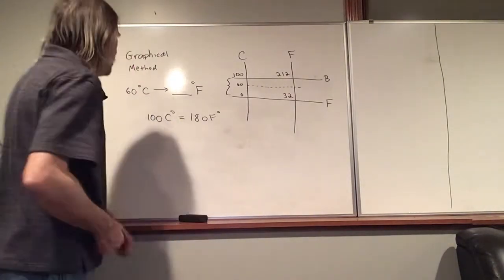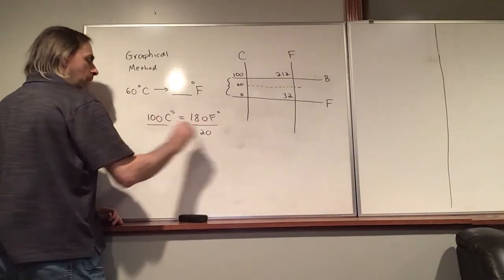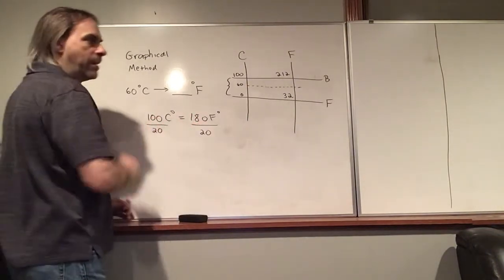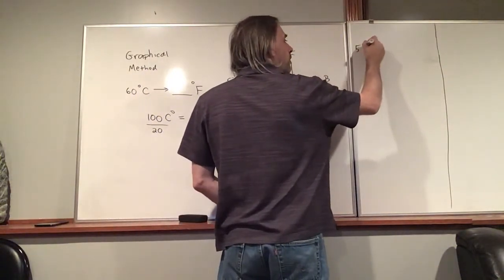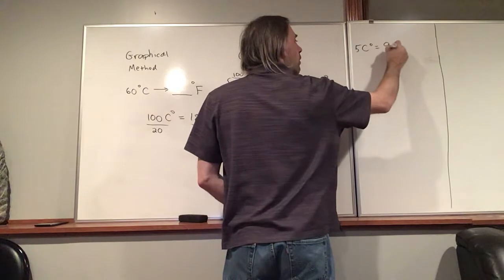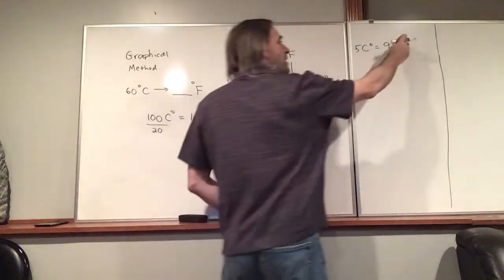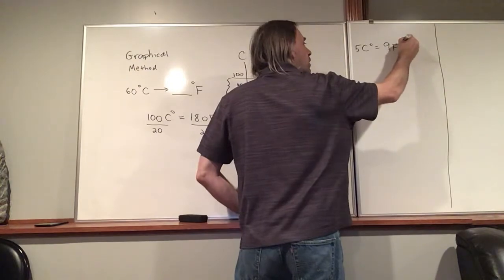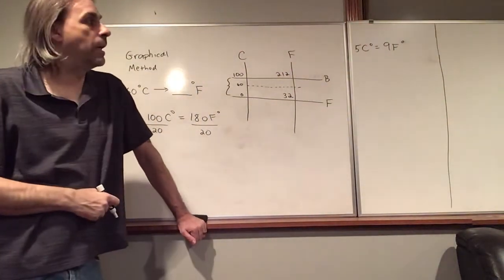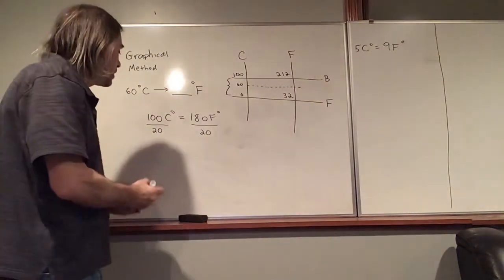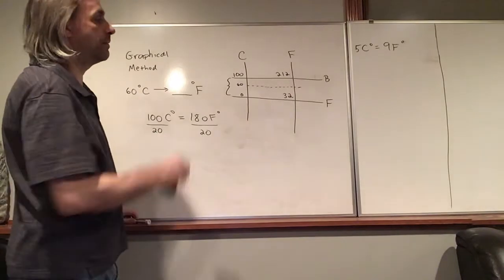And because they have common factors, let's divide everything by 20. I'm going to write this conversion factor down here. I'll leave it up here for a while. So we have 5 Celsius degrees is equal to 9 Fahrenheit degrees. So that's a conversion factor.